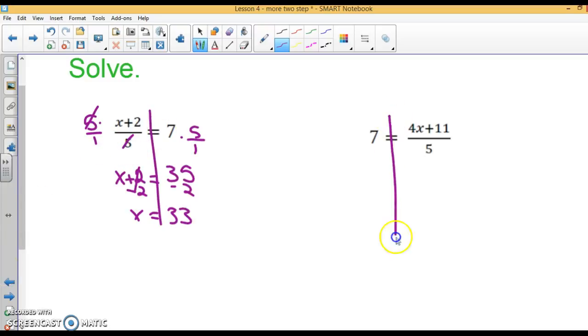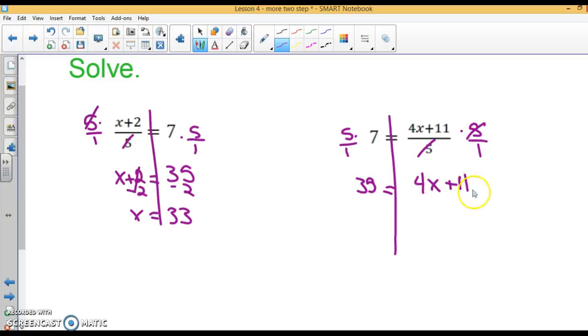All right, here we go. Variable is on the right. Which one of these numbers is farthest from the variable? This divided by 5. So that's the first thing I need to undo. So I multiply by 5 over 1. So I'll have 35 equals 4x plus 11.